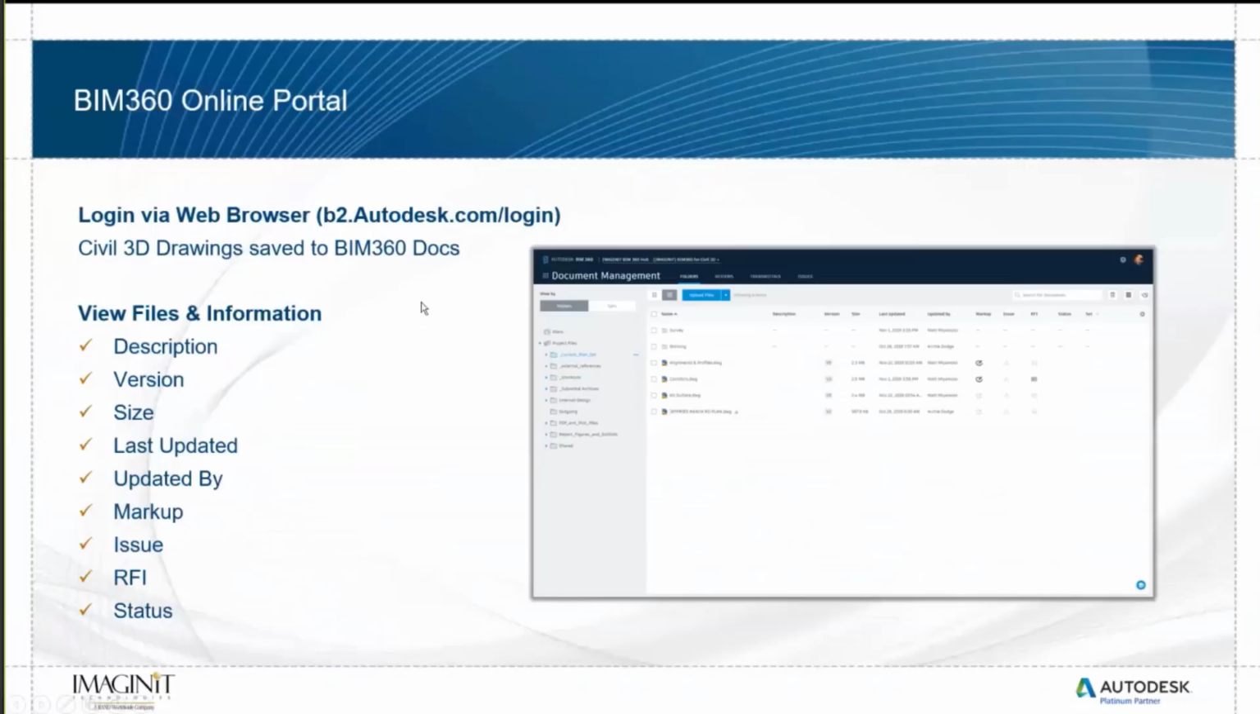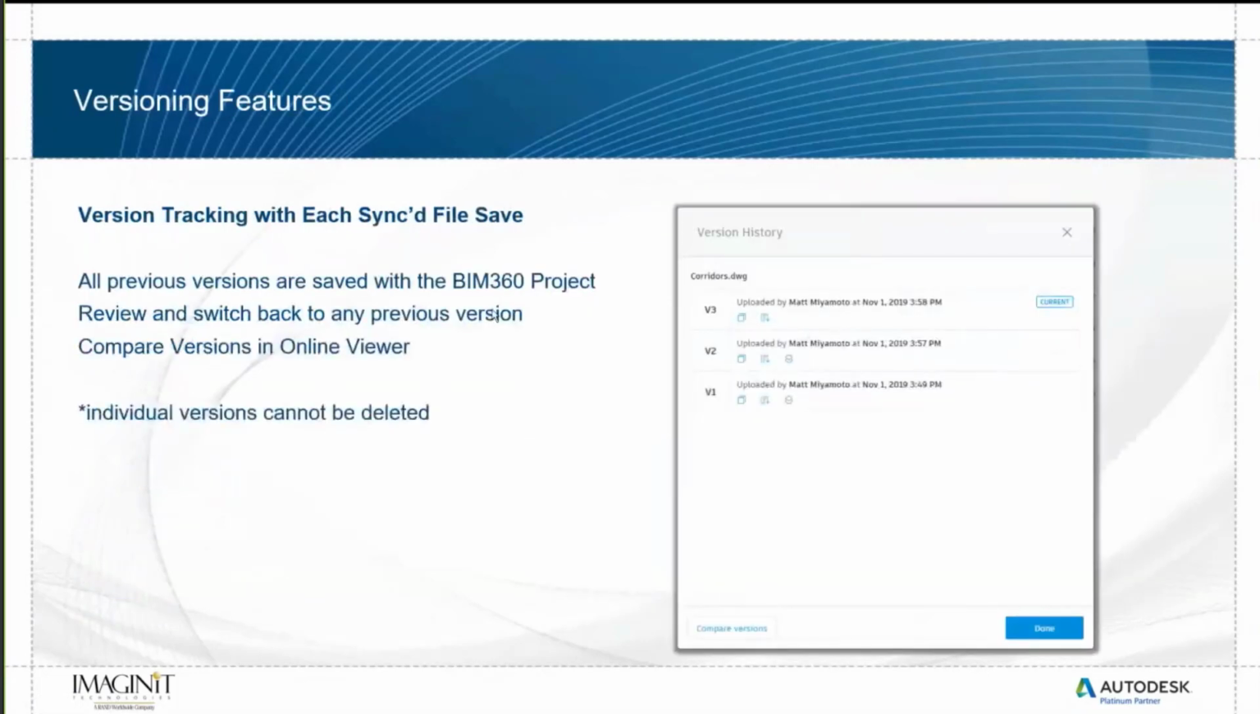Within the online portal, some of the additional features include the options to create markups, to issue or tag the different issues, assign them to different users and project participants, create RFIs, and track status options. And there's also a versioning feature here. So if anybody has considered something like Vault in the past for version control, the BIM 360 tools now have a version control feature as well.